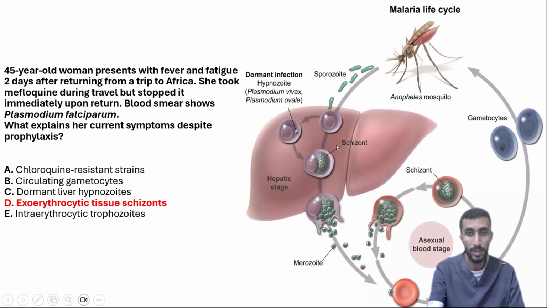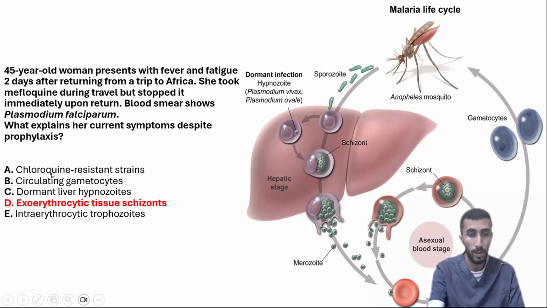So very high yield to know that the schizont is the intrahepatic stage. This intrahepatic stage is gonna stay up to 30 days or 4 weeks. This is the reason you have to give mefloquine up to 4 weeks after travel. So our patient here stopped mefloquine upon her return and didn't continue it for up to 4 weeks. So the schizonts that were lying dormant in her liver ruptured after some time and released merozoites and completed the asexual blood stage. So this is what is wrong here with our patient.